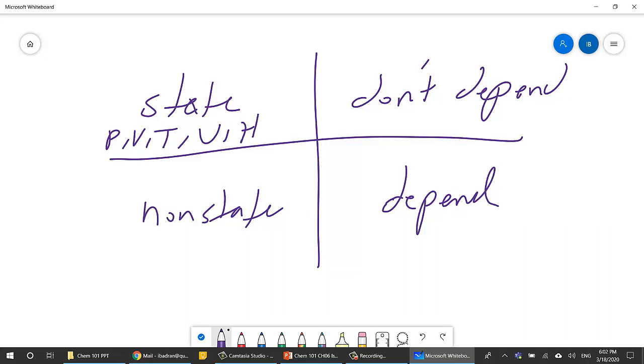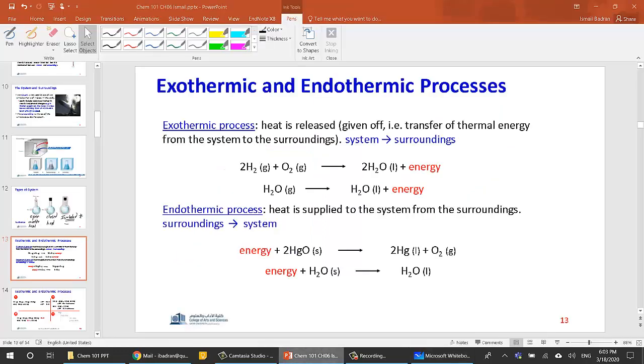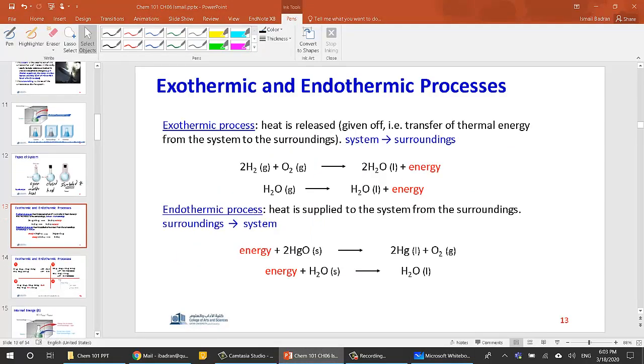Examples of non-state functions are Q and W, because both Q and work do depend on the path, and therefore they're non-state functions. Some argue that work is a state function. Well, here we are dealing with the thermodynamical work, which has a slightly different conception than in physics, and therefore we deal with work here as a non-state function.